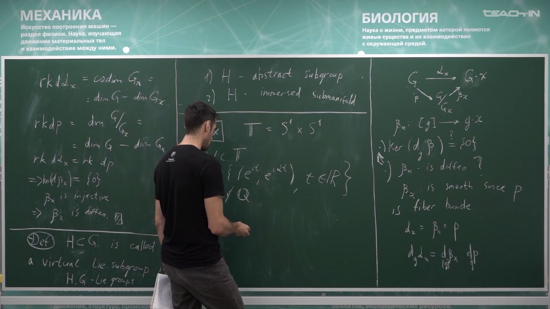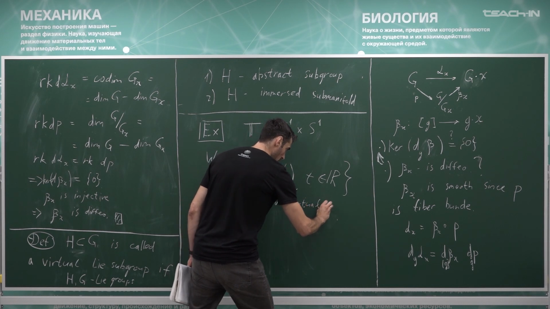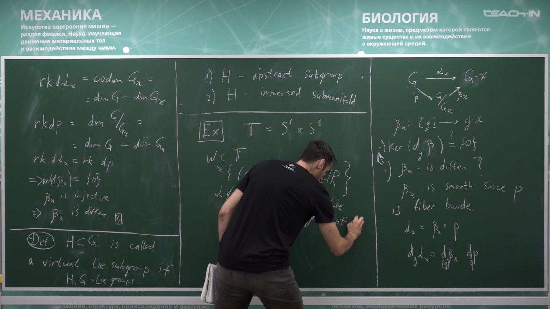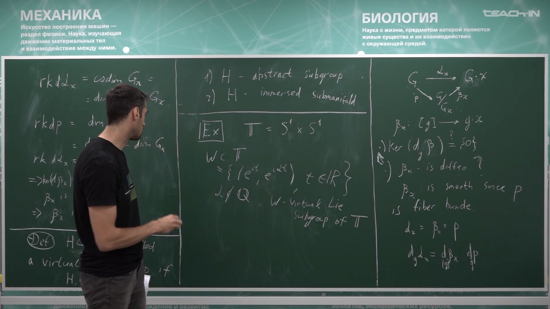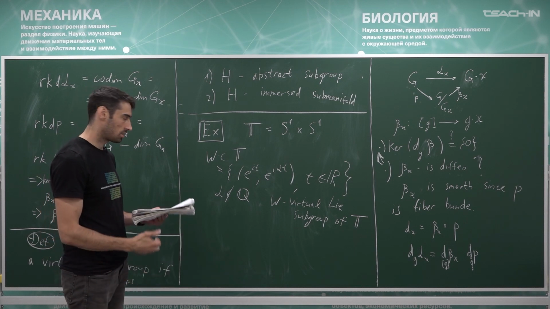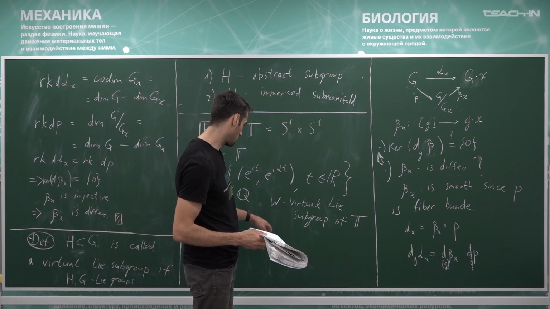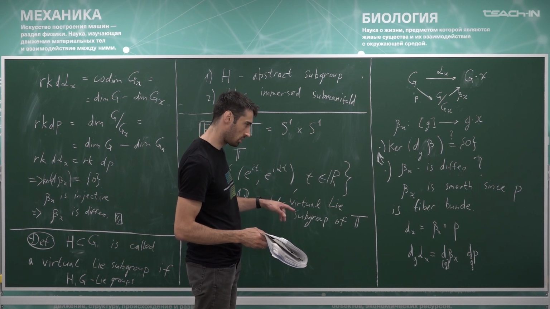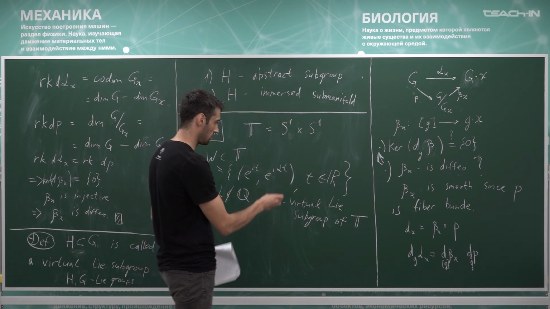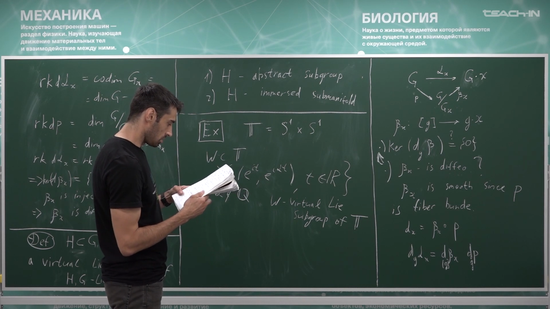So the statement is that W is a virtual Lie subgroup of T, but not a Lie subgroup of T. Again, in different sources people use different terminology. In particular, what we call a Lie subgroup might be called a closed Lie subgroup, and what we call a virtual Lie subgroup, people call just a Lie subgroup. But okay, that's the terminology that we use.